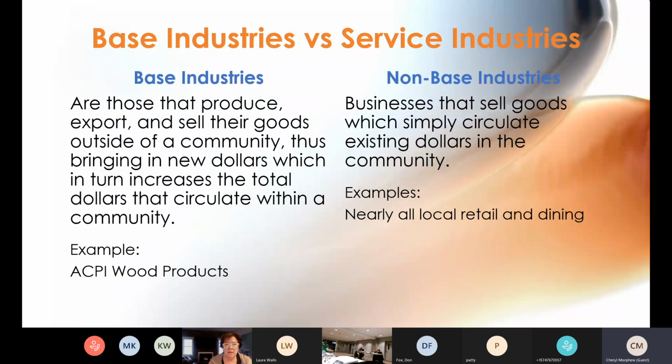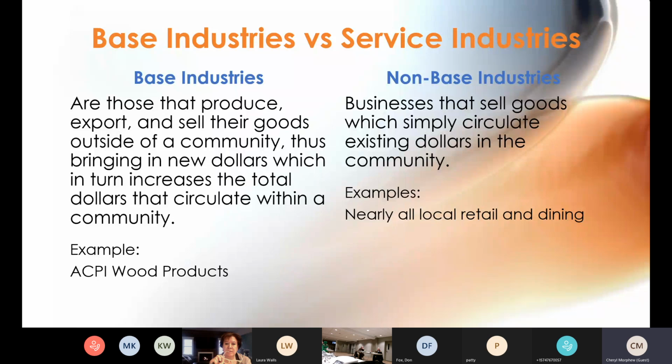One of the other foundational principles I wanted to make sure you all walked away with is understanding the difference between base industries and your non-base or service industries, and that a healthy community has both of these. The blend is going to be different based on each community's dynamics and characteristics, but it's critically important to make sure you have a blend in your business basket, so to speak.